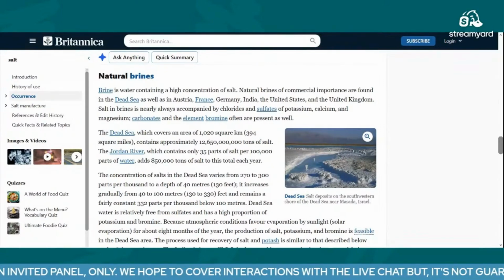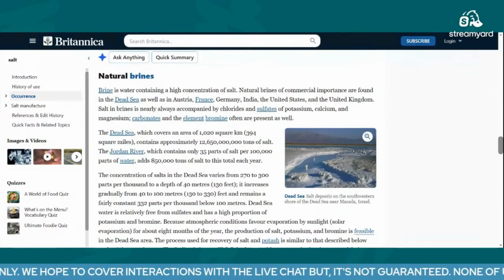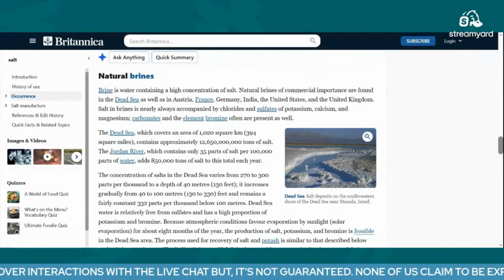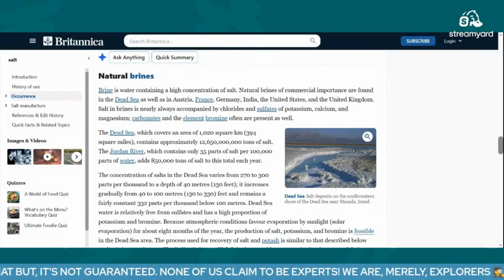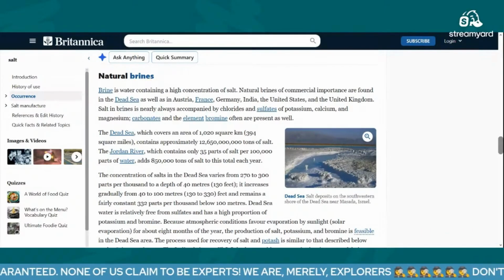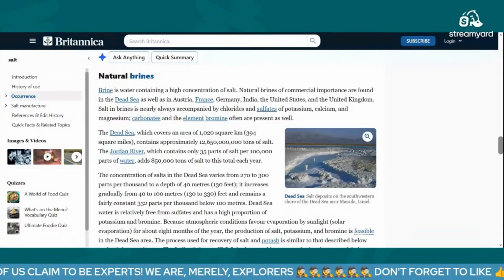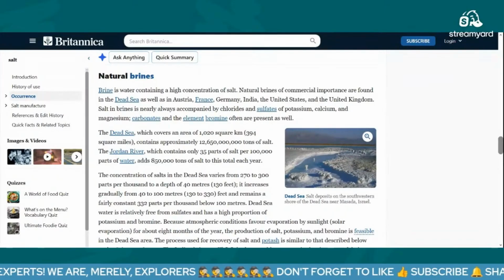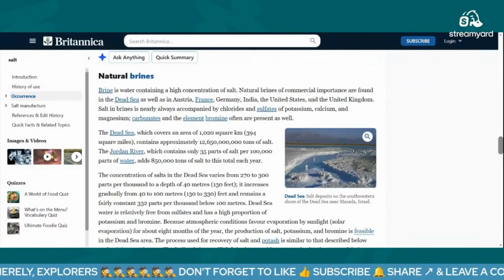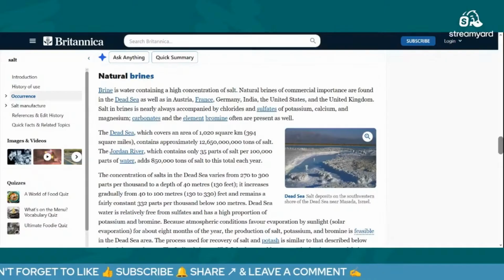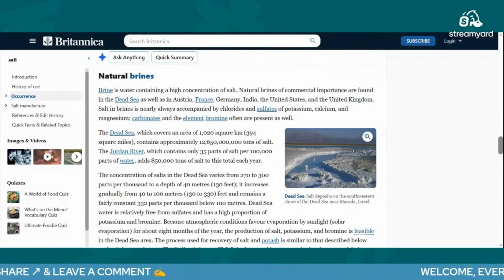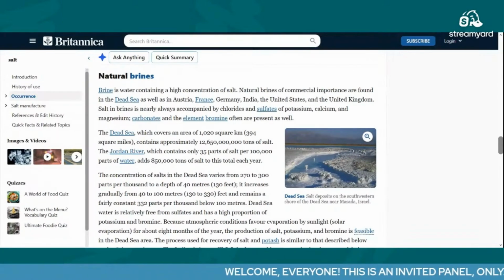The Dead Sea, which covers an area of 1,020 square kilometers, that's 394 square miles, contains approximately 12 billion 650 million tons of salt. The Jordan River, which contains only 35 parts of salt per 100,000 parts of water, adds 850,000 tons of salt to this total each year.